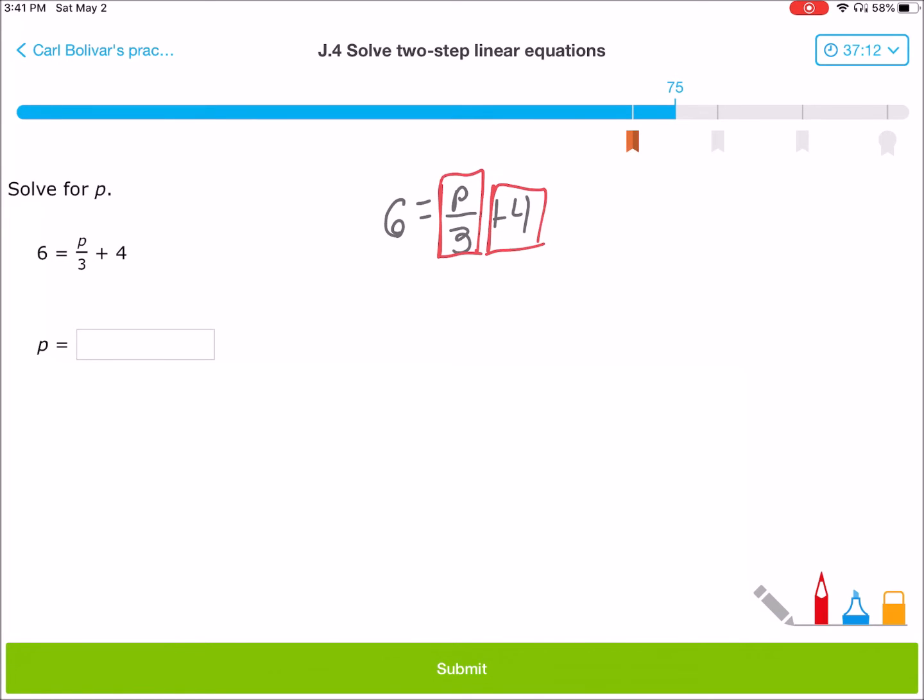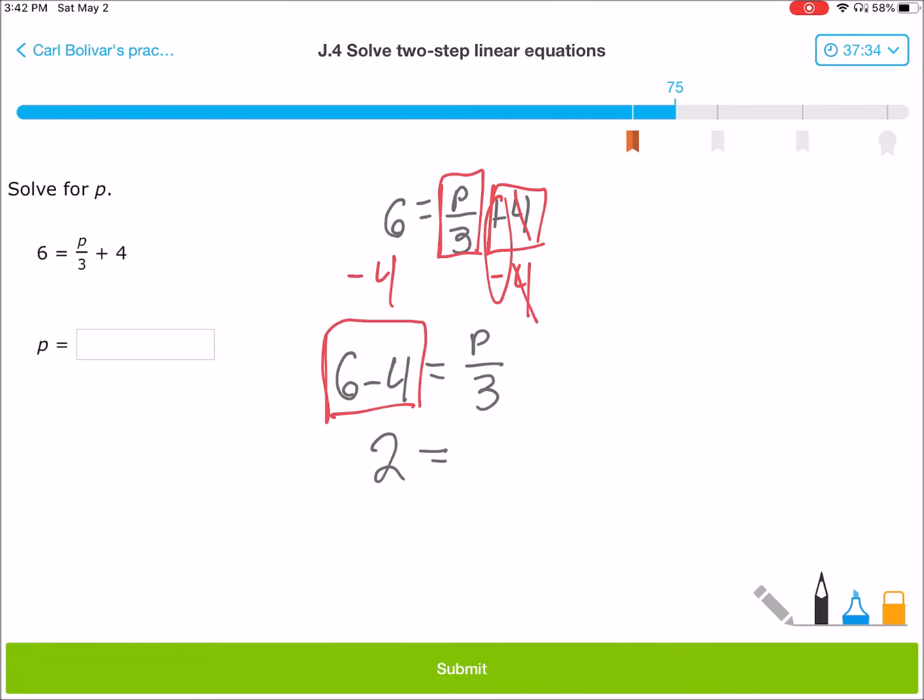So we will subtract 4, because that's the opposite sign, right? We will subtract 4 from the other side. This will then be 6 minus 4 is equal to p over 3. We will then simplify here. 2 is equal to p over 3. Then we will multiply by 3 each side, remember each side. And this will give us 6 is equal to p.